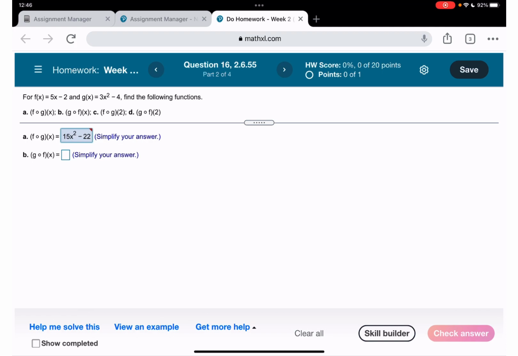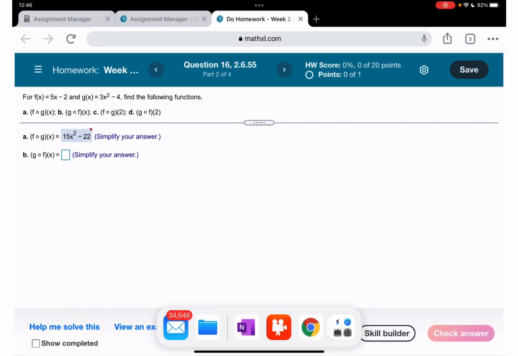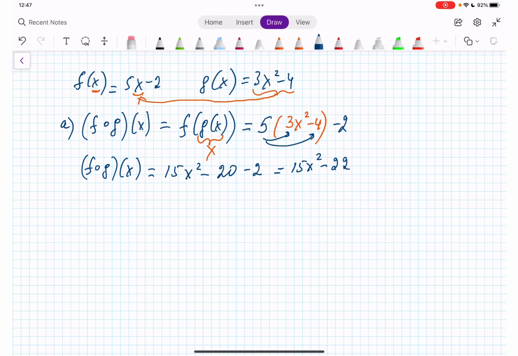Next one, now we're going to take g composed with f. All right? This is b. We're going to do g composed with f. What does that mean? It's not the same thing. F composed with g never is equal to g composed with f, because it's not like multiplication.